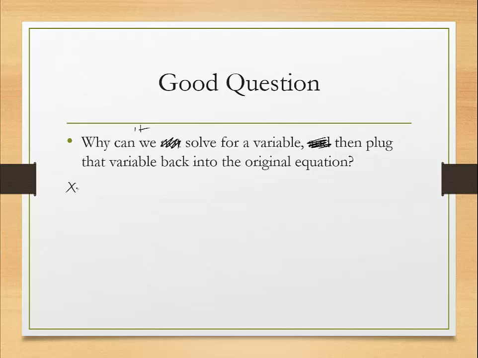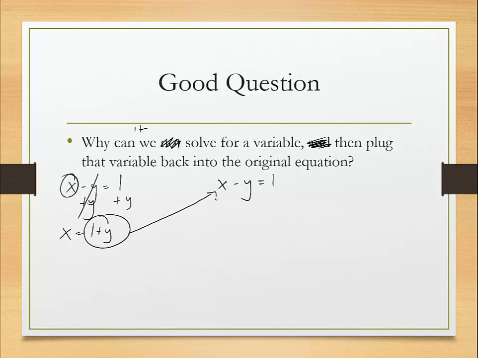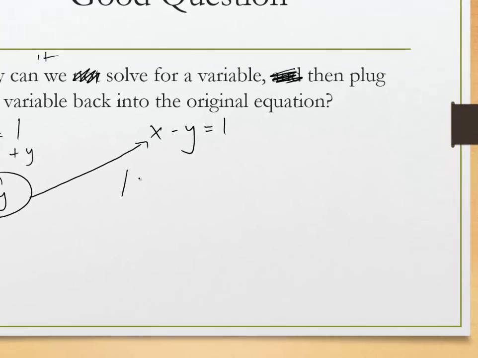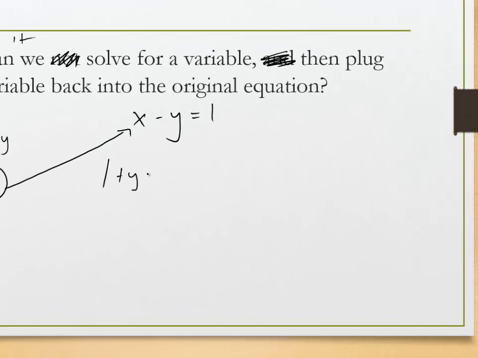Let's say we have x minus y equals 1, and I want you to solve for x. So in order to do that, we need to add y to both sides in order to get rid of y. And we'll be left with x equals 1 plus y. Now, go ahead and use substitution and plug that back into your original equation. So since x equals 1 plus y, replace that x with 1 plus y. So by doing that, we have 1 plus y for x, and then minus y equals 1.